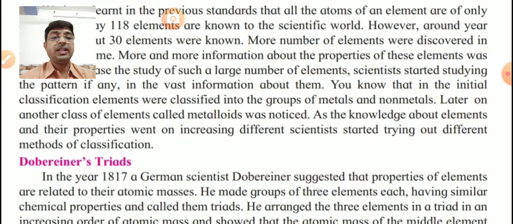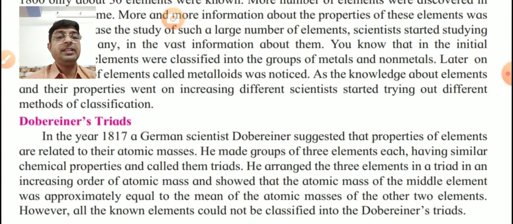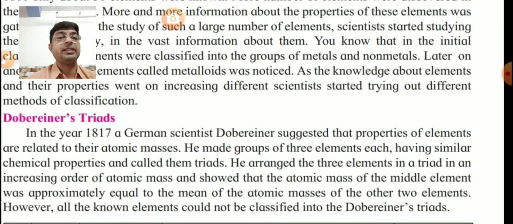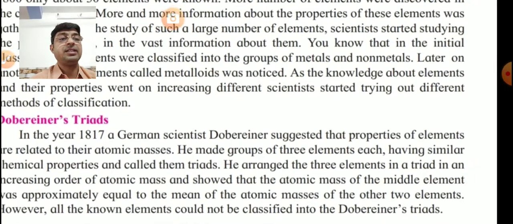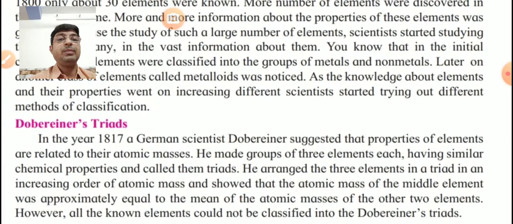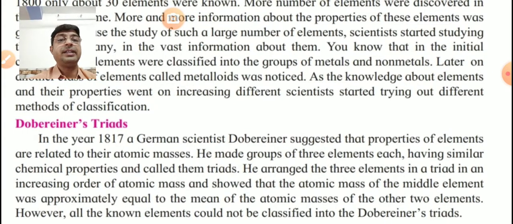So, the first scientist's classification: Dobereiner's triads. In the year 1817, a German scientist, underline German scientist, Dobereiner suggested that properties of elements are related to their atomic masses. It means the basic property of an element is atomic mass.